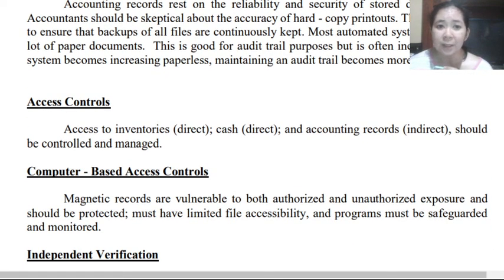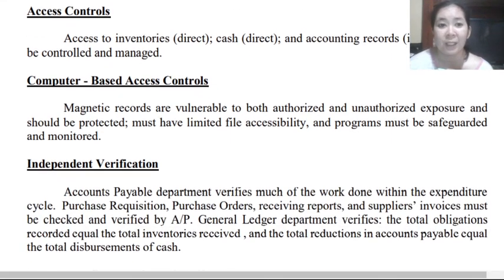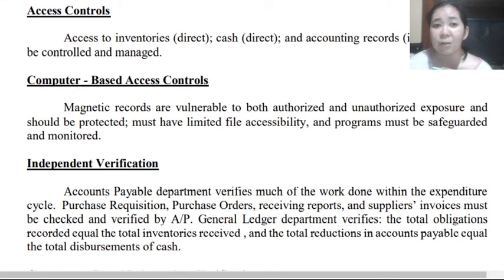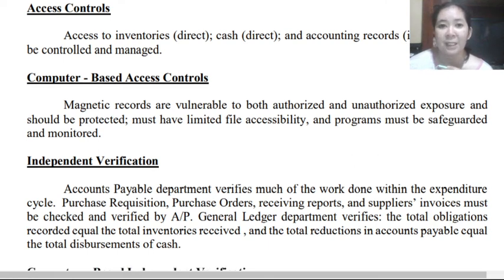Access controls. Access to inventories, cash, and accounting records should be controlled and managed. That's why there is segregation of duties. For computer-based access control, magnetic records are vulnerable to both authorized and unauthorized exposure, and they should be protected. It must have limited file accessibility, and programs must be safeguarded and monitored always.